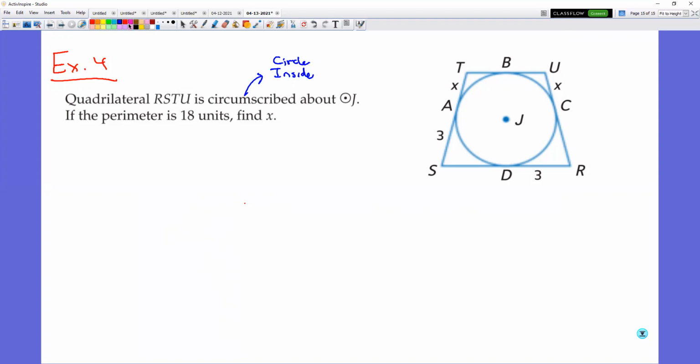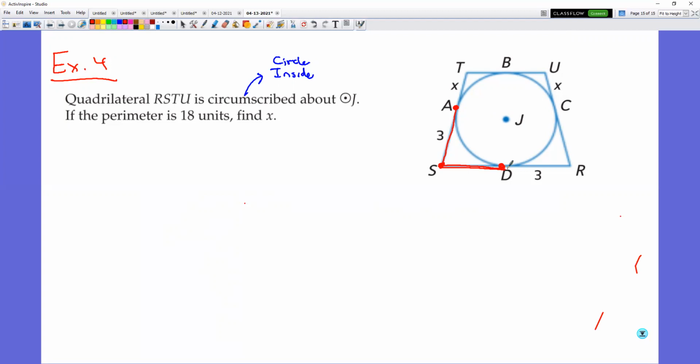Now, if you notice here, for example, here's point S. If I go from point S to A, that's a tangent, because it's touching this circle once, at A. And same thing right here, it's touching it at D.